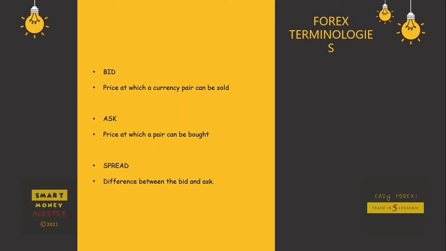Now, bid. What is bid? Bid is the price at which a currency pair can be sold. Ask is the price at which a currency pair can be bought. Spread is the difference between the bid and the ask. I'll explain everything in detail now.